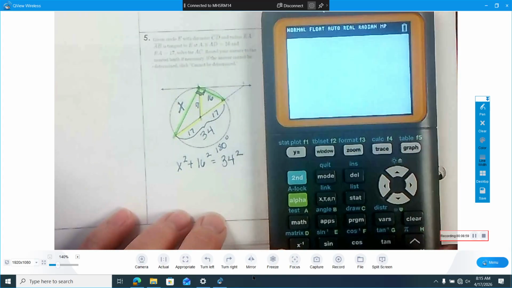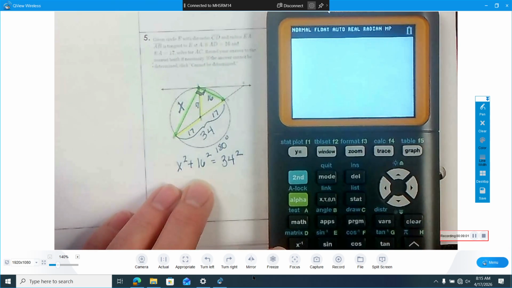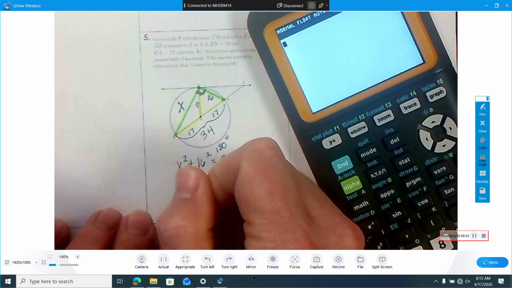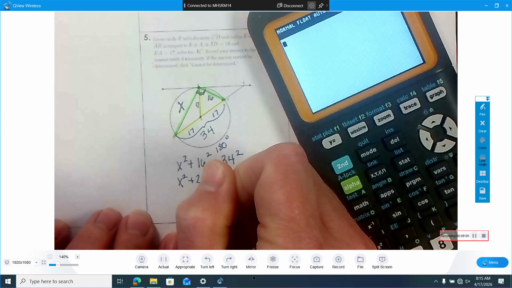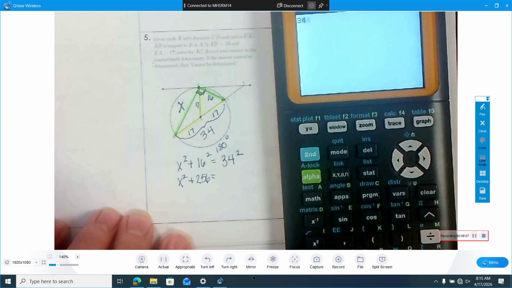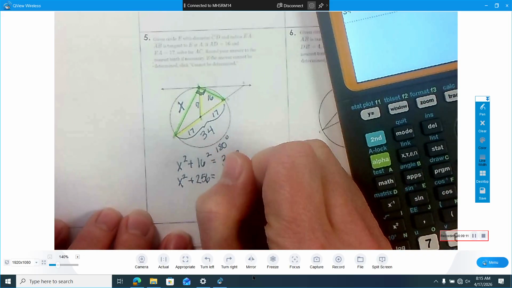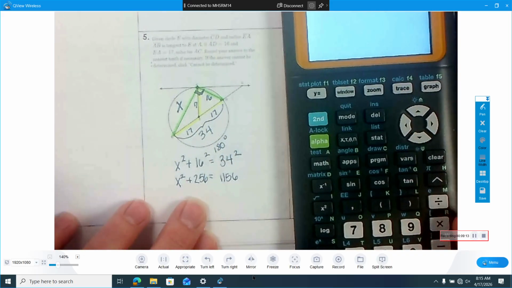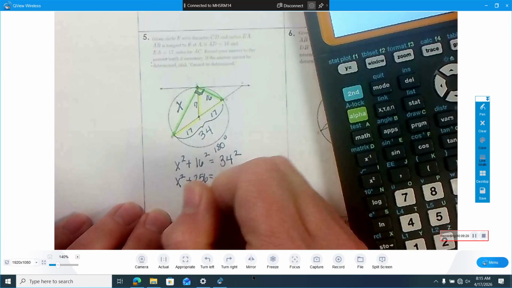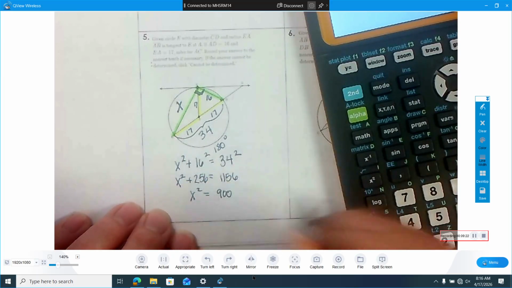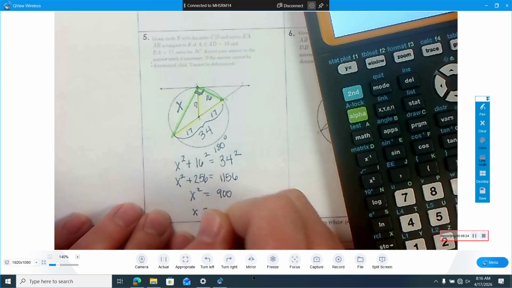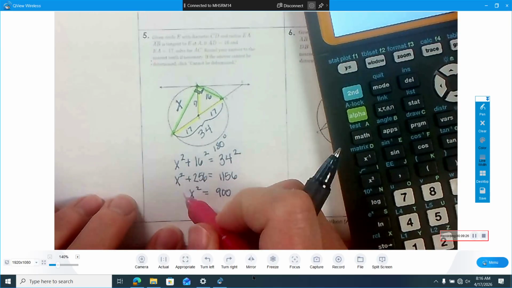So it's really just deciphering what we're looking at here. 16 squared is 256. I don't know what 34 squared is, though. 1156. And then I'm going to go ahead and subtract the 256. That's right? 16 squared is 256? Okay, just making sure. So I get x squared equals 900, and then the square root of that, 30. Good.